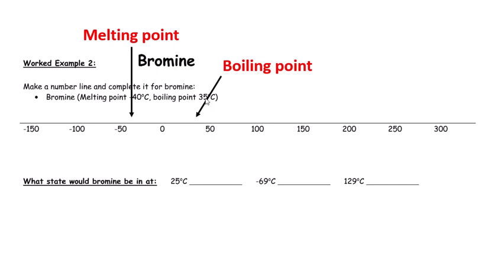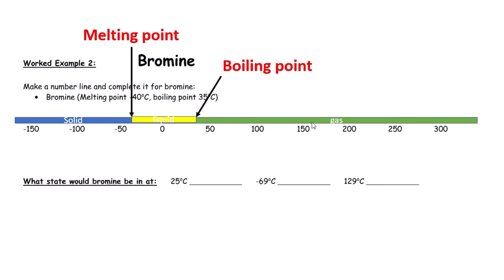I'm just about to put it in so it doesn't cover that. So marker color code. Solid would be below the melting point. So that area there from minus 40 below is solid. Between the two arrows is going to be liquids. There's our yellow to represent our liquids. And then above that is our gas. So anything above that's gas.